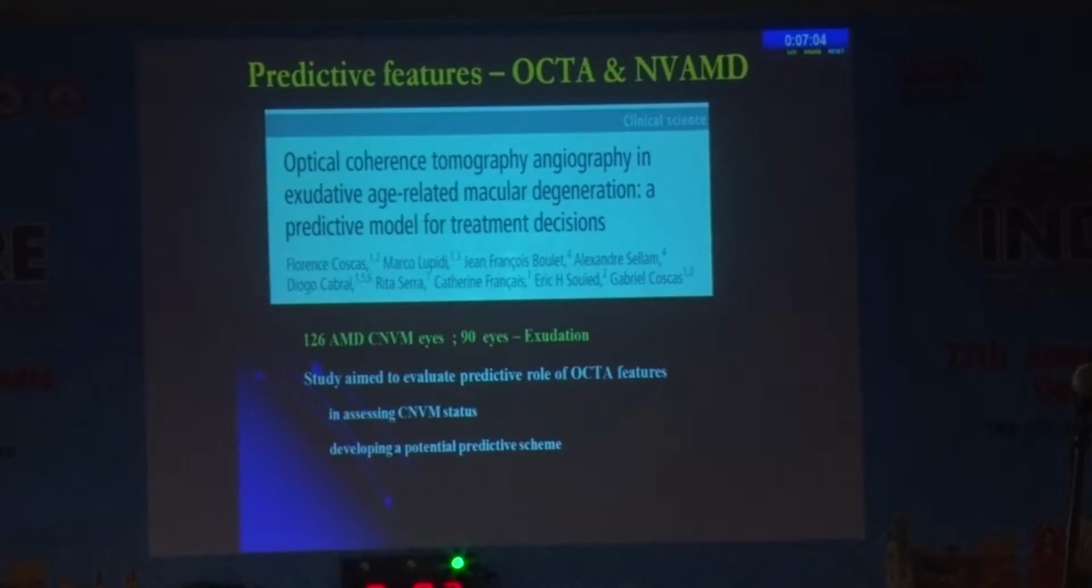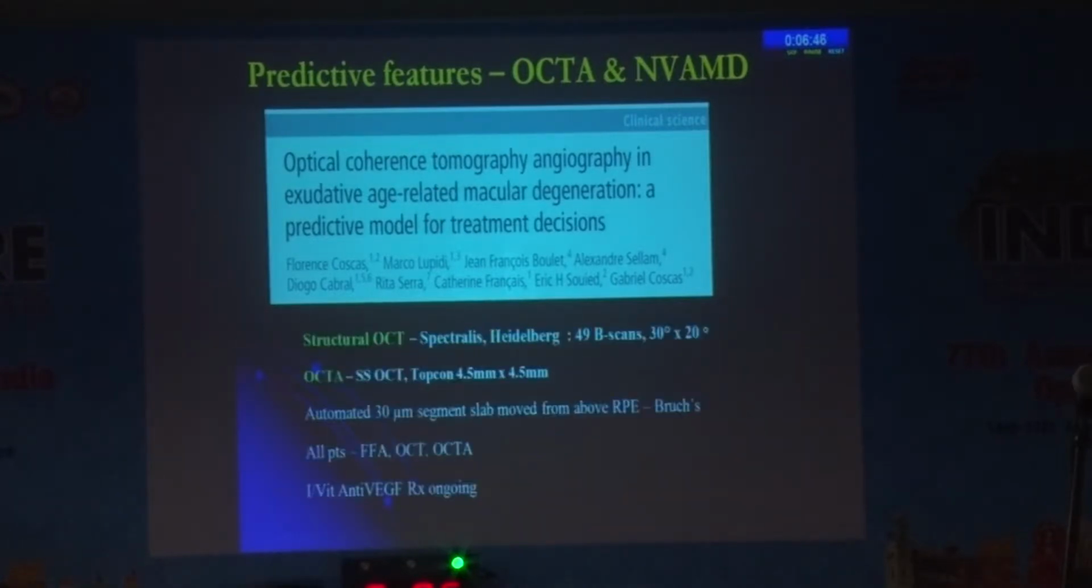This particular article by Koskas very beautifully highlighted predictive features of OCTA for neovascular AMD. They looked at 126 AMD CNV eyes, 90 eyes of which had exudation. The study aimed to evaluate the predictive role of OCTA features in assessing CNVM status and then develop a mathematical potential predictive scheme, which is what we're interested in.